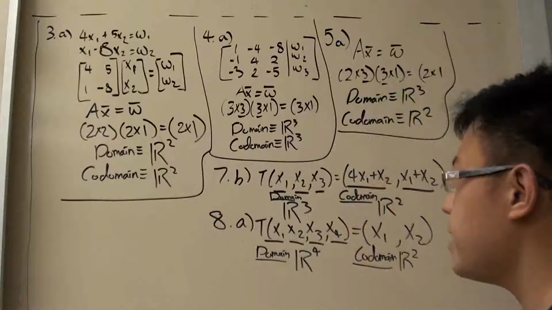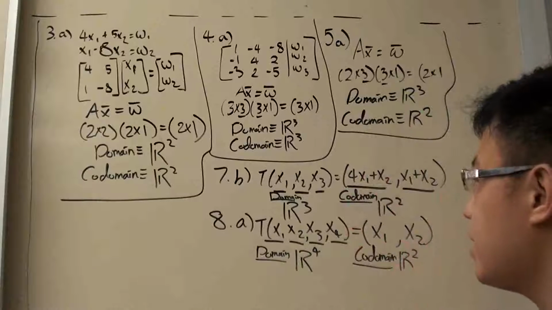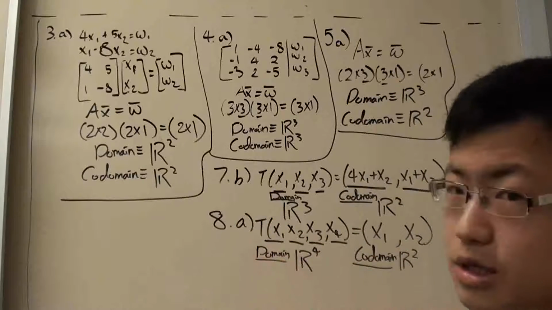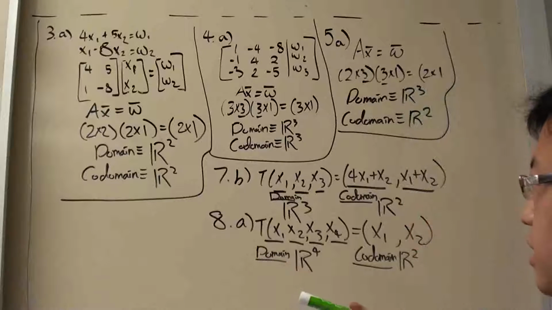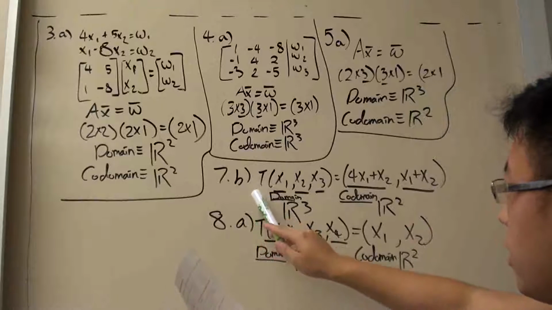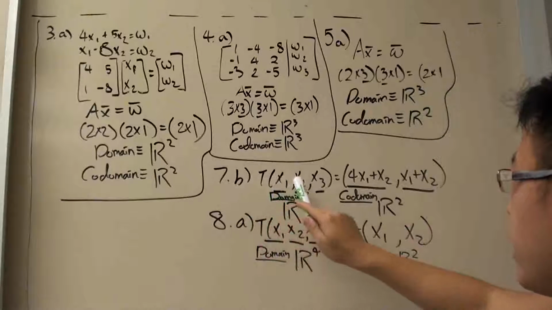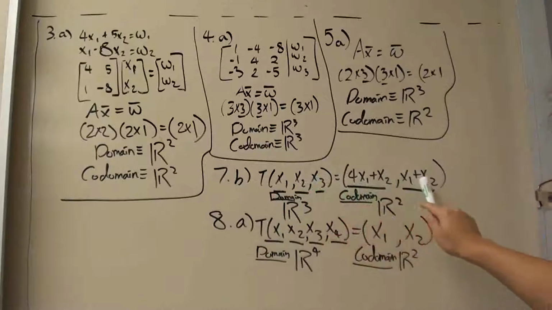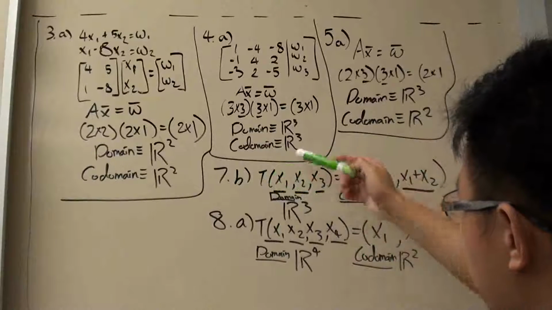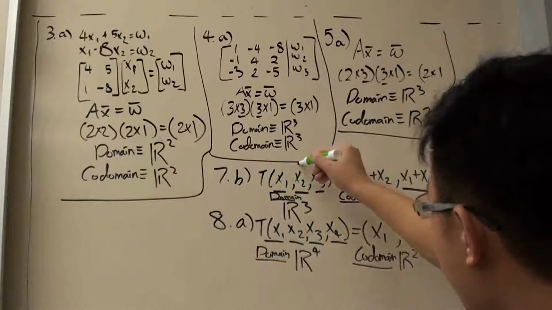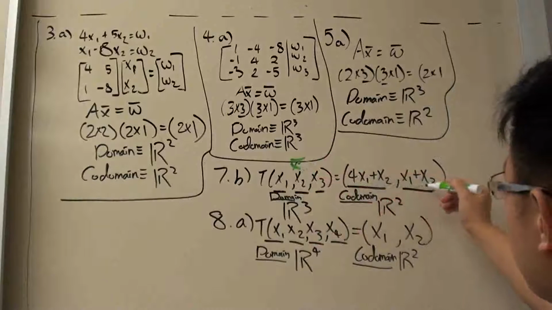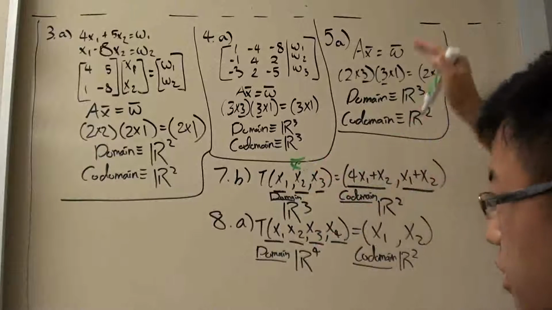The thing that goes a little sideways is 7 and 8. Again, nothing too difficult. It's just a little different way of showing it. So basically the question goes like this. 7b, for example, T of x1, x2, x3 equals whatever. It looks complicated, but think of it this way. This is your starting vector, so essentially this is the x vector, and whatever that produces is going to be your constant column.